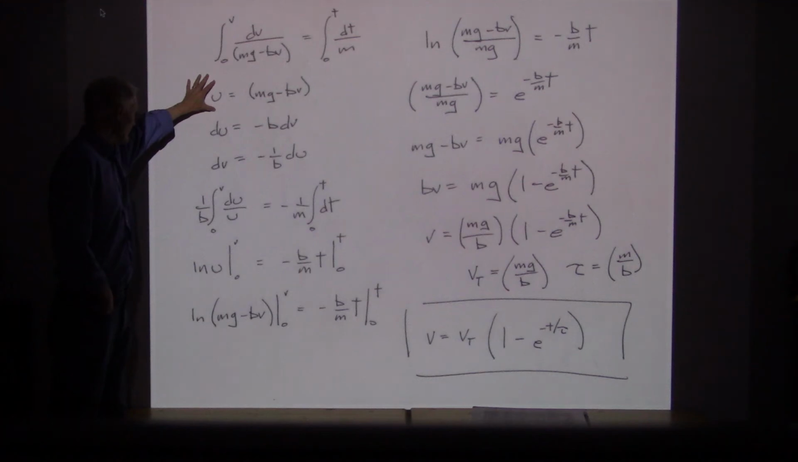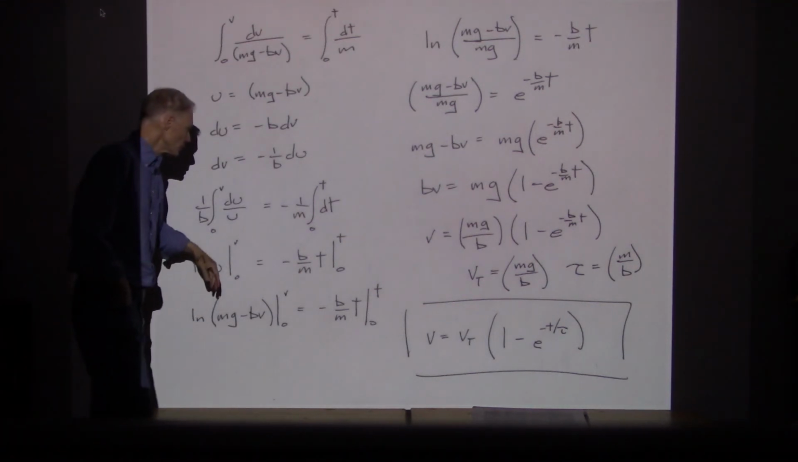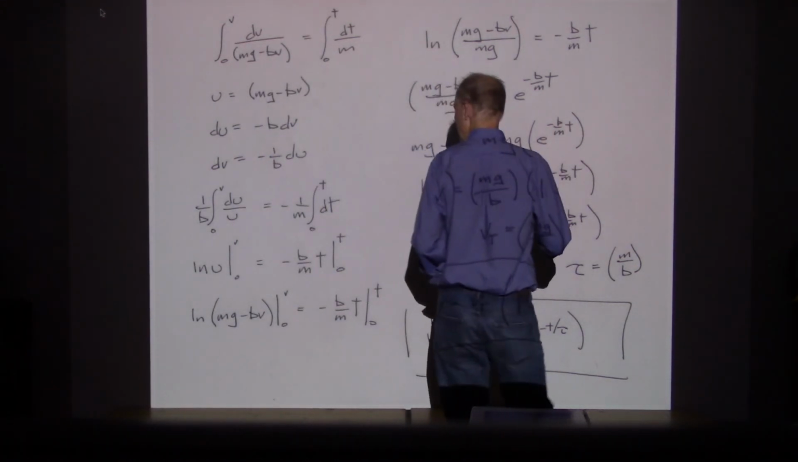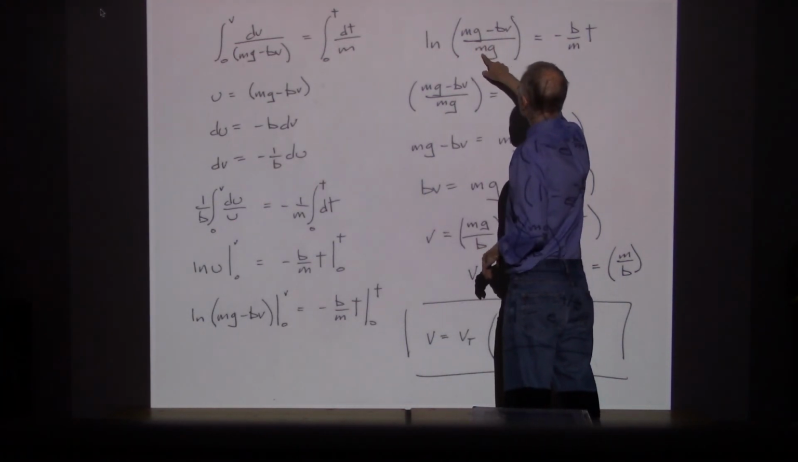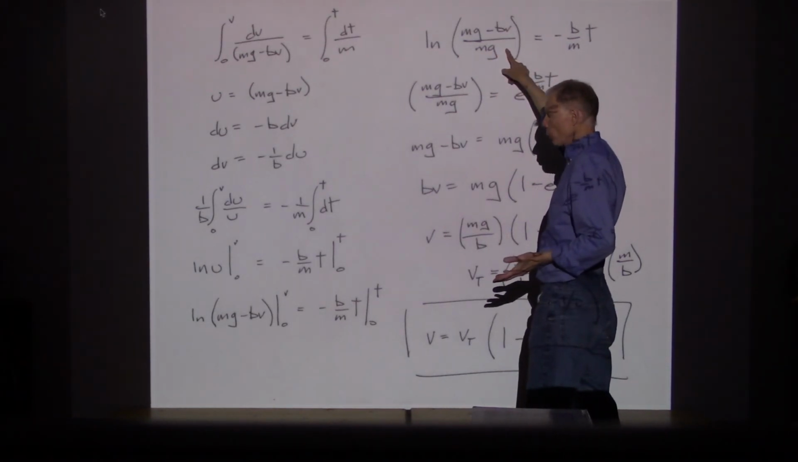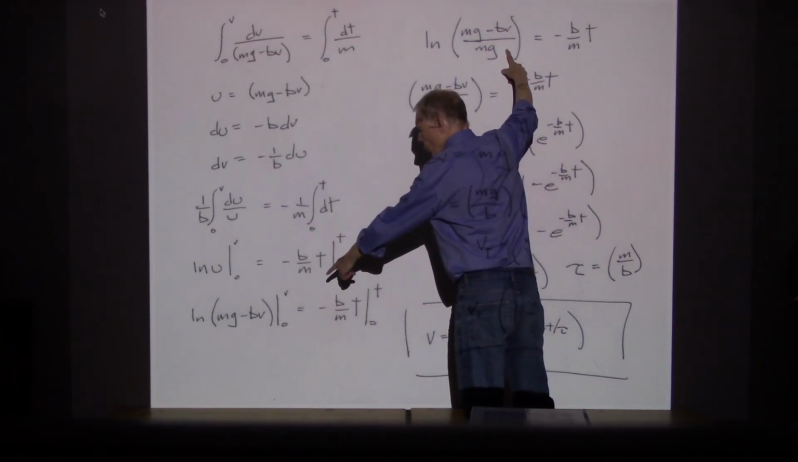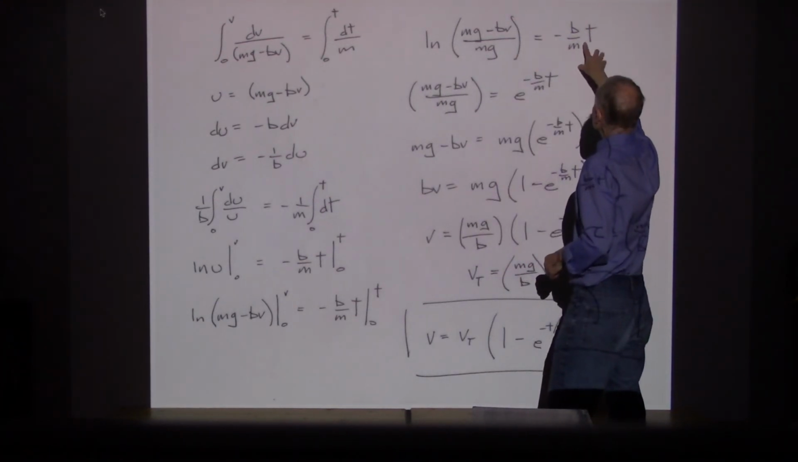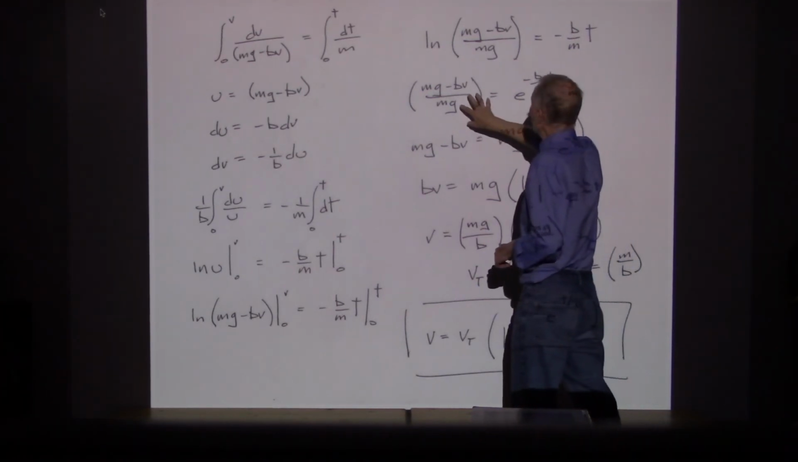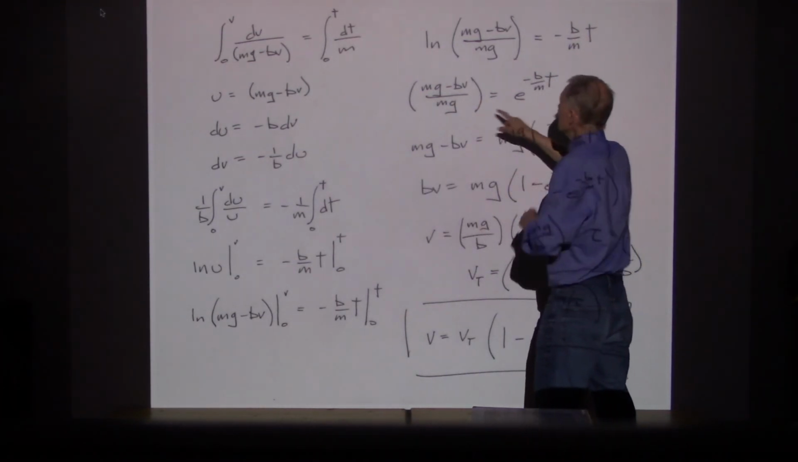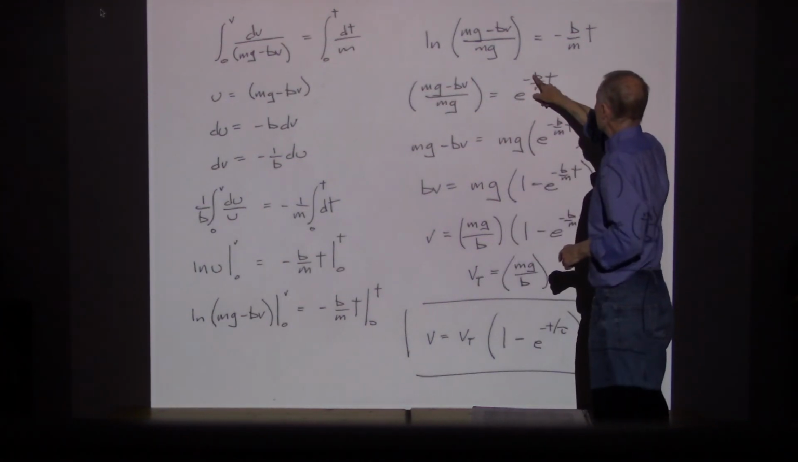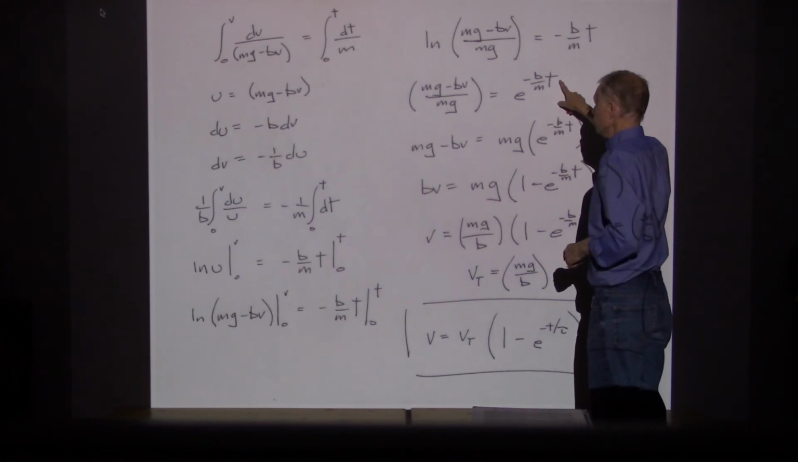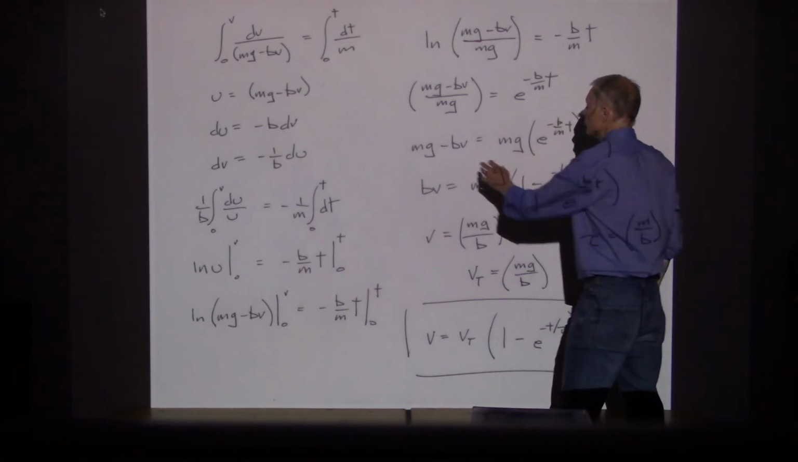When I evaluate the limits, I'm going to get the logarithm of mg, well actually I unsubstituted. So let's put this back in for u, and when I carry out the limits, what I ended up with was the logarithm of mg minus bv over mg minus 0, because that was the lower limit of the integration. On the right side I got minus b over m times t. Exponentiating, I ended up with mg minus bv over mg is equal to e to the minus b over m times t. So a few lines of algebra here.